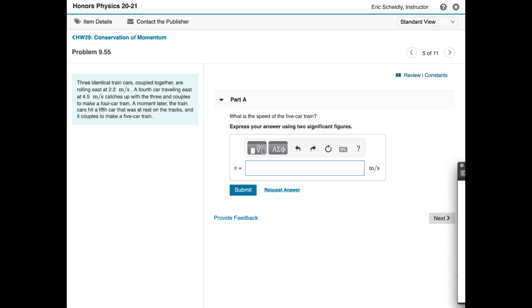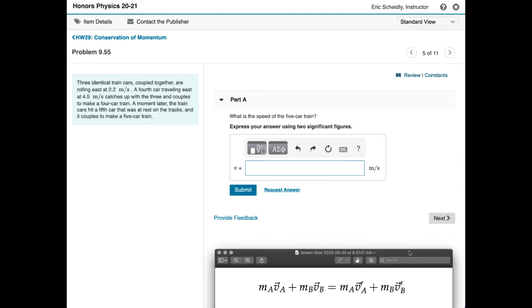All right. Well, I'm just going to bring in the law of conservation of momentum. So I'm going to start with 3 identical train cars. They have a mass of 3m and a velocity of 2 meters per second. So for MA, I'm going to put 3m and 2.2 meters per second.